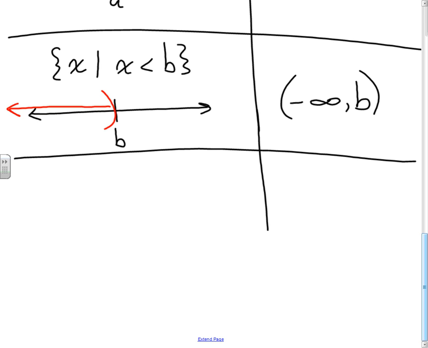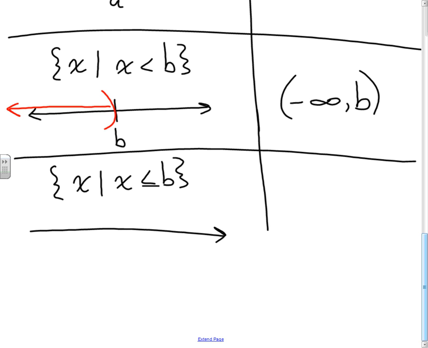And our final example, all values of x such that x is less than or equal to B. Okay, well, the only difference with this and the previous one is that B is included. So here's B, and we will put a bracket at B, and we will indicate all values of x that are to the left of B. So this interval starts at negative infinity and ends at B, and B is included.